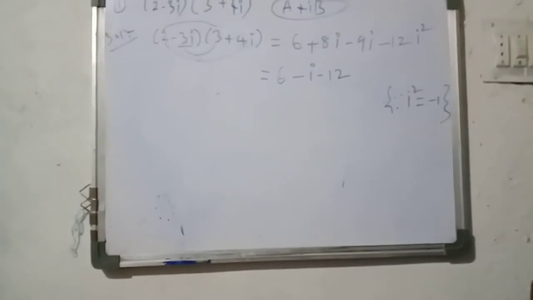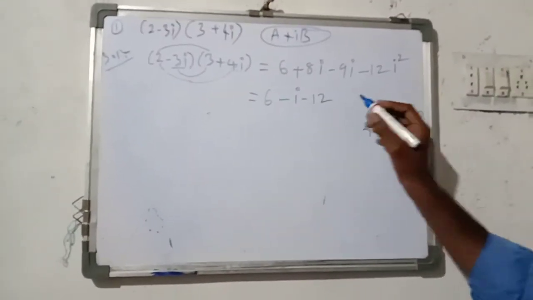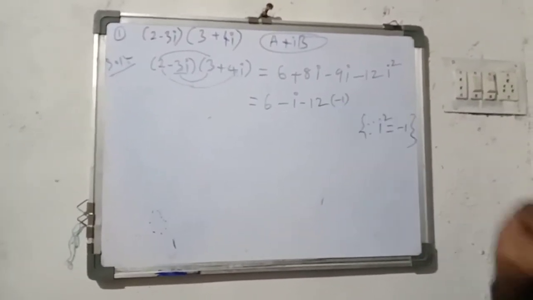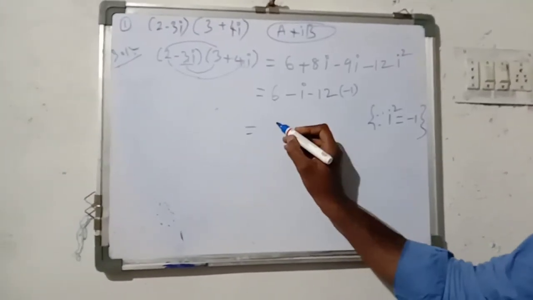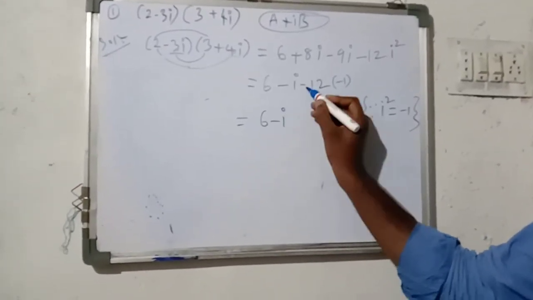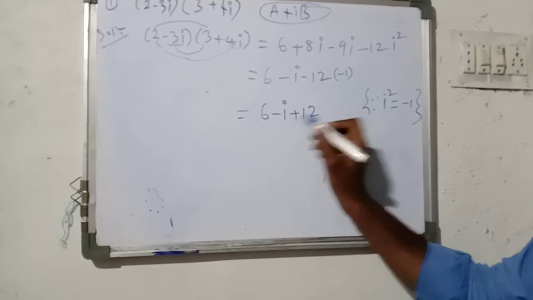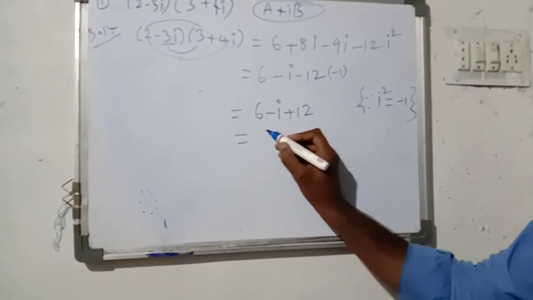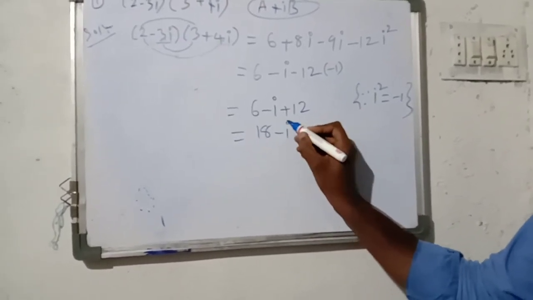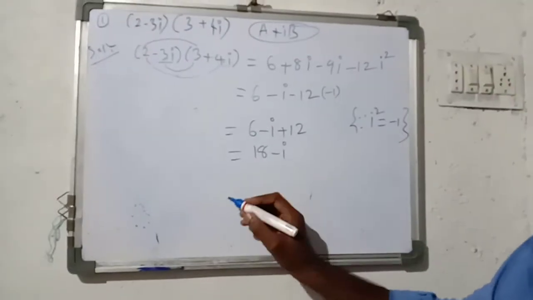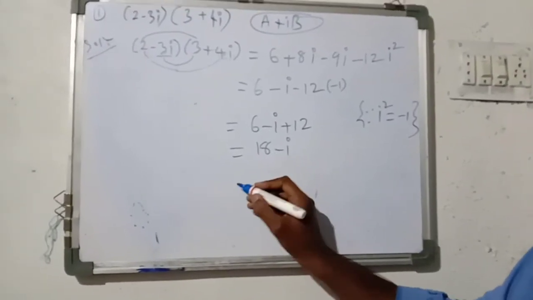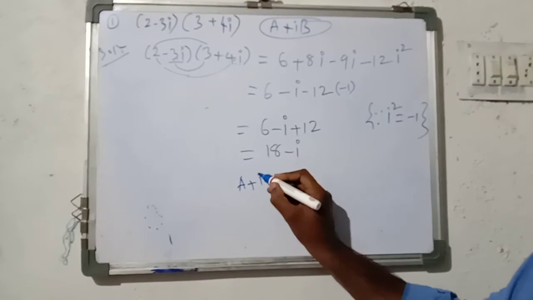So we have to substitute this minus 1 in the place of i square. That is minus 12 into minus 1. So this is equals to 6 minus i. Minus into minus is plus 12. So this is equals to 6 plus 12 is 18 and it is minus i. So now it is in the form of a plus ib.